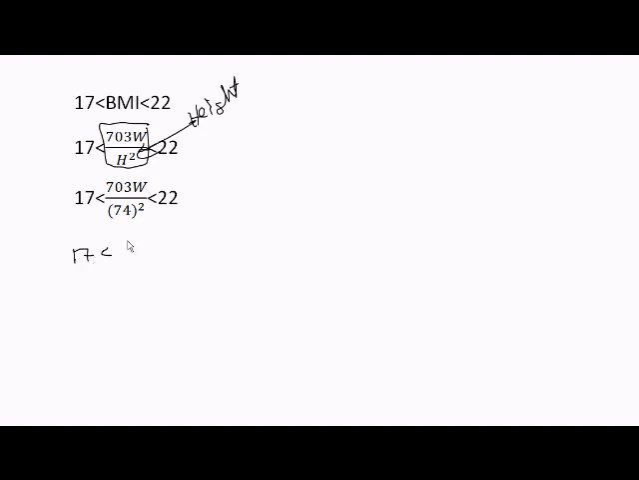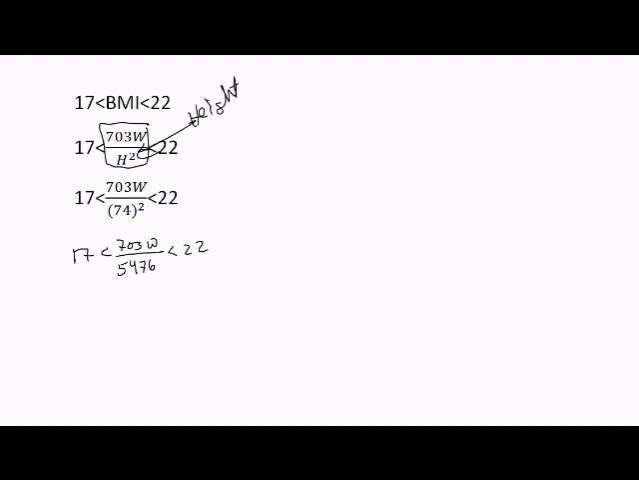So I'm going to go 703 times W divided by 74 squared. So 74 raised to the second power really means 74 times 74, which is 5476. Okay, so that's the first thing you got to do.